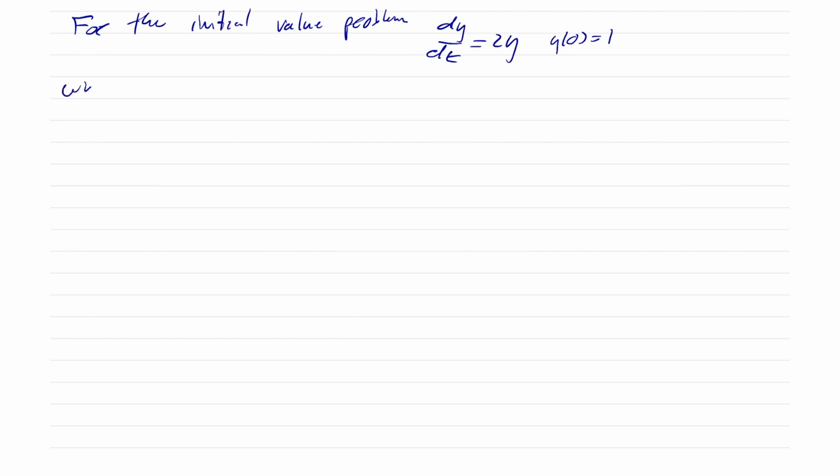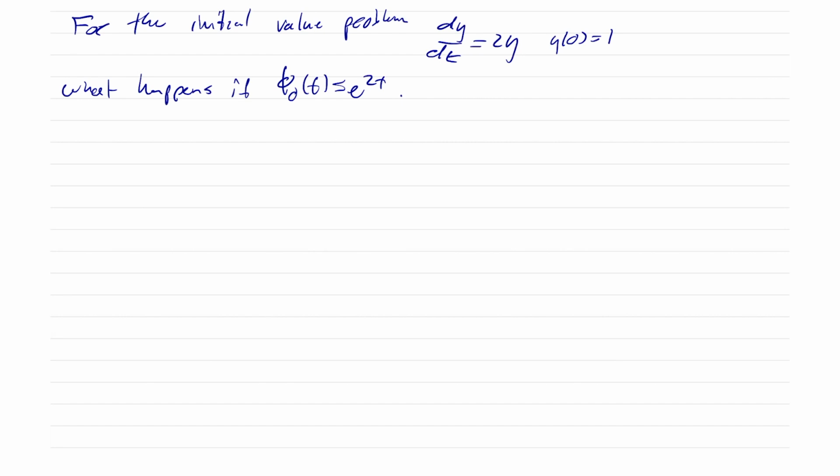Let's see. Okay, so for the initial value problem where we have dy dt is equal to 2y with y of 0 equal to 1, what is the result of Picard iteration if phi naught of t is equal to e to the 2t, instead of what we usually use, which would just be y of 0?